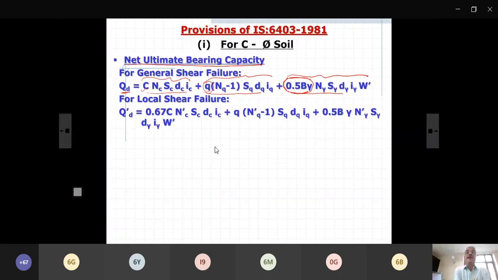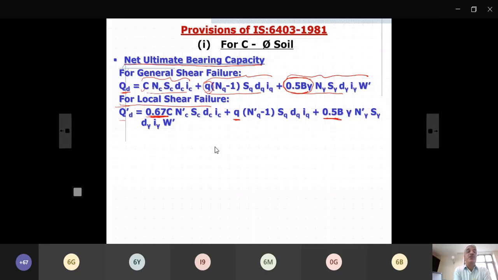Similarly, there is a second part, we will see the second part also. Similarly for, or let us see both. For local shear failure, the first portion of the first quotient is 0.67 times C. This is Q only again, and here is 0.5 B. That is the first difference.